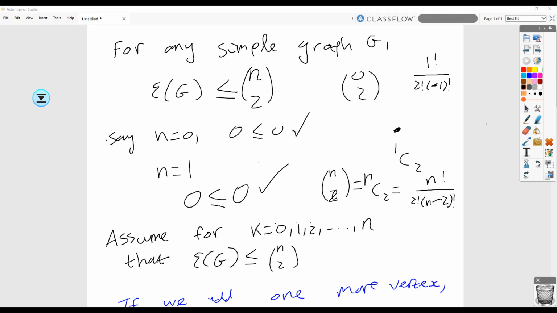Okay, so in this video, I want to go over quite a nice graph theory problem. The theorem that we want to solve is, I'll put it in a little box: for any simple graph G, the number of edges of G, which I notate with E of G, is less than or equal to n choose 2, where n is the number of vertices of G.